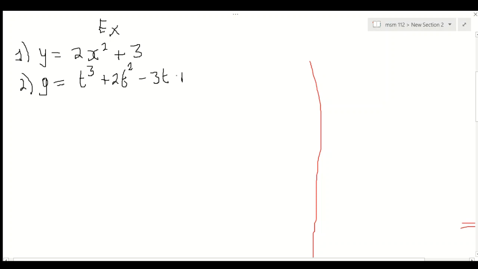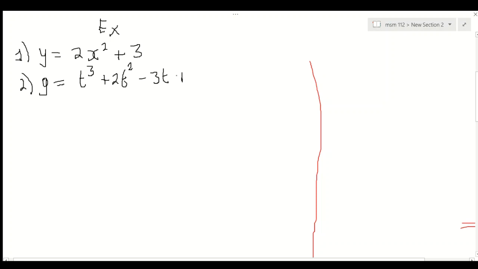Alright, so let me erase this. This is the answer to question 1. If you found 4x, then you are correct. I'll do this very fast, given that you know how derivatives are done. I won't be showing the basics like I was doing.